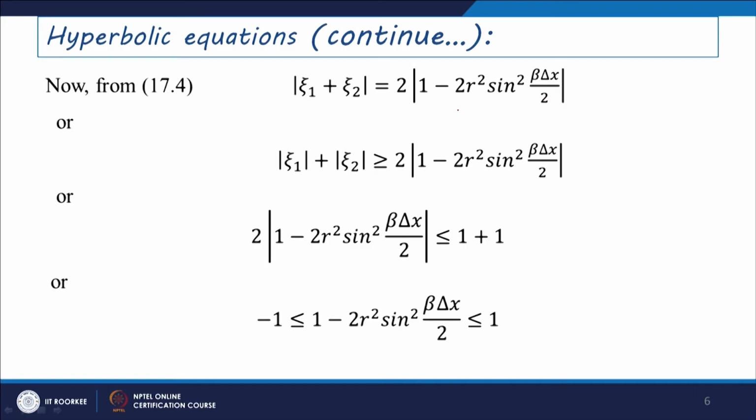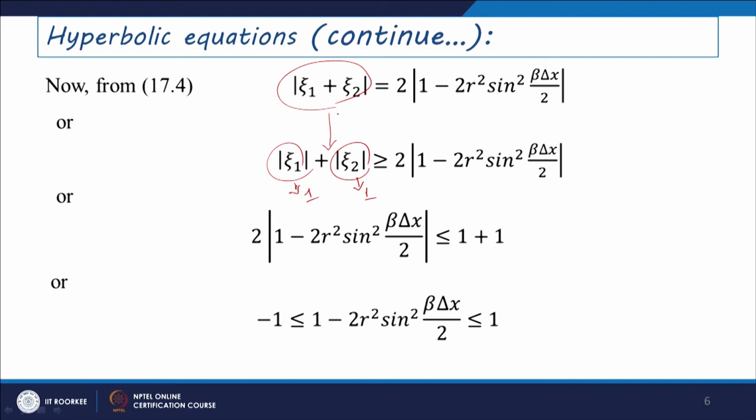And the absolute value of zeta 1 plus zeta 2 is always less than or equal to zeta 1 plus zeta 2 itself. So, it must be greater or equal to 2 into 1 minus 2 r square sin square beta delta x by 2. And obviously, we can write this as 2 into 1 minus 2 r square sin square beta delta x by 2, since zeta 1 is considered as 1 and zeta 2 is considered as 1. So, that is why you can write it as 1 plus 1.